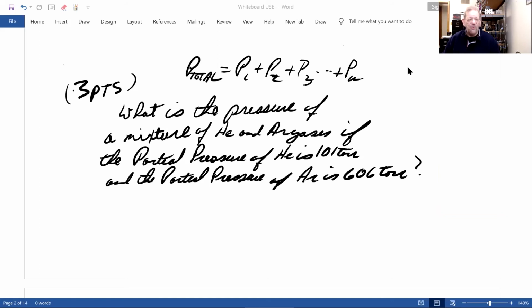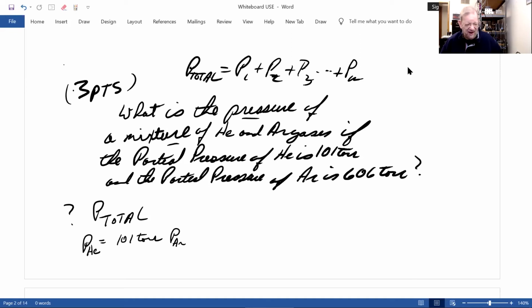All right. First question is, what is the pressure of a mixture? And that's P total. And that's what we're being asked to find. What are we given? The partial pressure of helium is equal to 101 torr. The partial pressure of argon, Dr. White worked with a lot of argon in grad school, so it's a good old friend of mine, is equal to 606 torr. And therefore, what do we use?